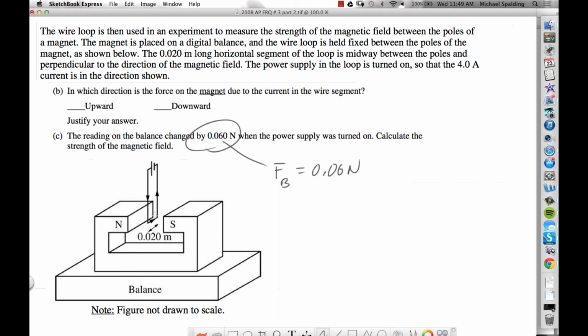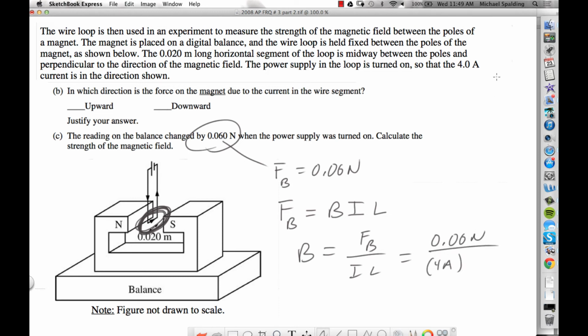Now, there's an equation for force of a magnetic field. We're focusing on this segment of the wire right there. There's an equation for force of a magnetic field on a wire: BIL sine theta, but the sine theta is just going to be 1, so we can solve for B. You just go FB over IL, so that's 0.06 newtons over 4 amps, right? The current's given right there, 4 amps, and then L is the length of this segment right there, 0.02 meters. So then this comes out as 0.75 Tesla.